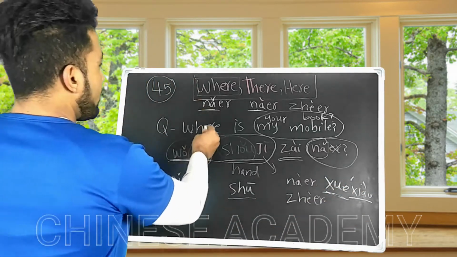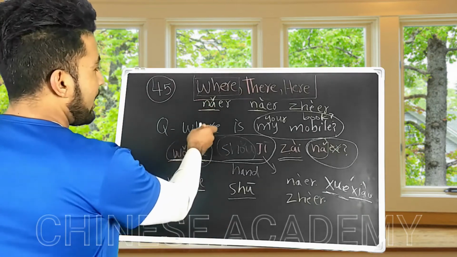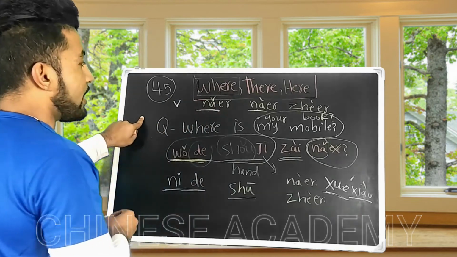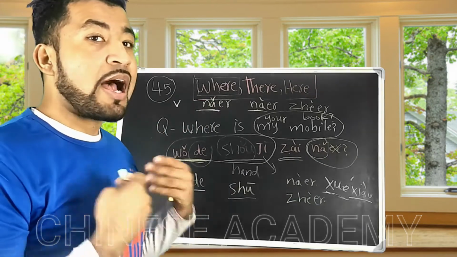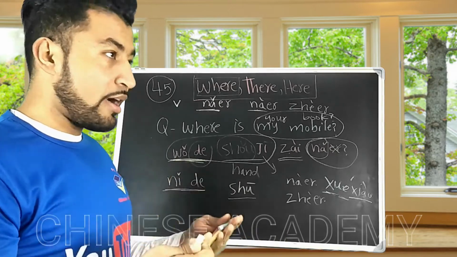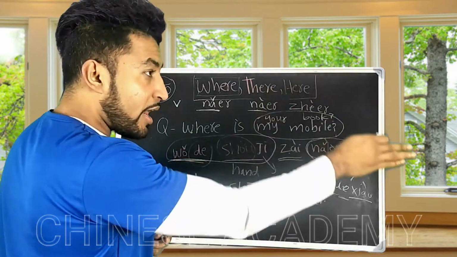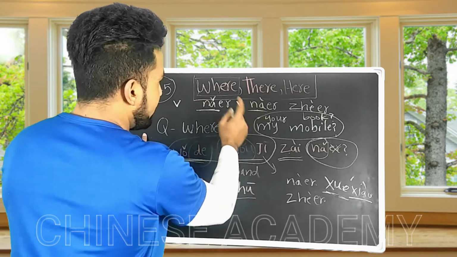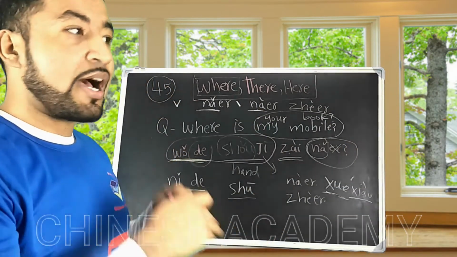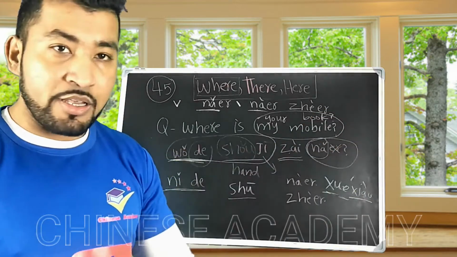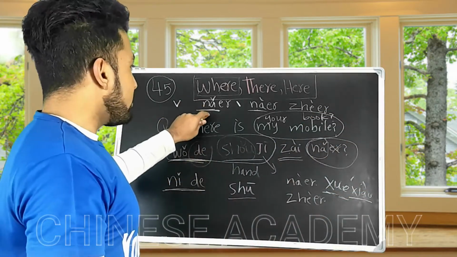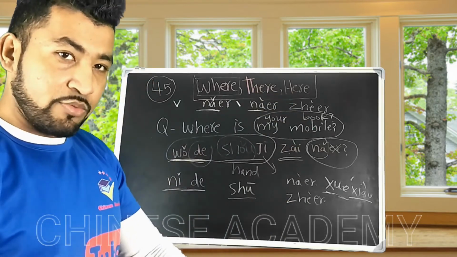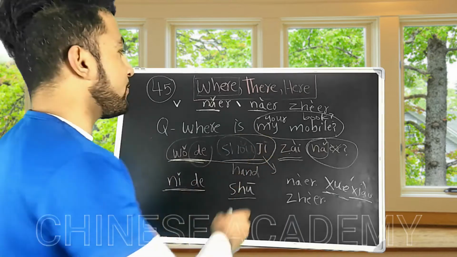Remember, where means 哪儿, na. This pinyin is with the third tone. Remember, the third tone. 哪儿 means we are asking a question, where. 那儿 means there. The same pinyin but with a different tone, the fourth tone. It's not a question, we are answering someone. 那儿 means there. And 这儿 means here. We use the same pinyin for both of these.